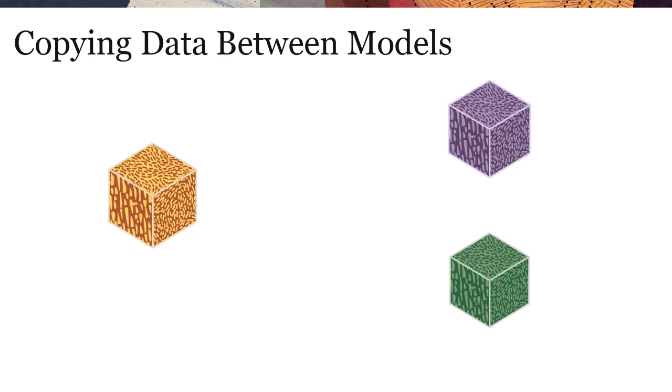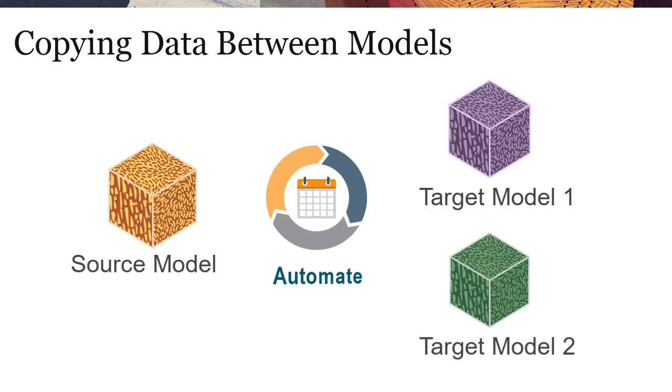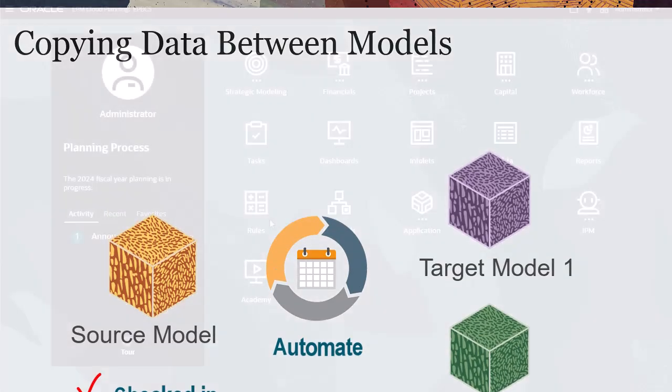Organizations work with different models to perform their strategic planning. To create a similar starting point for data within your models, you can copy data from a source model to one or more target models. You can automate the copying of data to target models so that after the source model is updated and checked in, the target models are automatically updated.